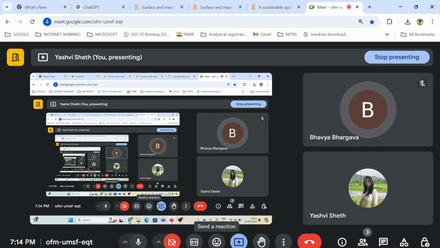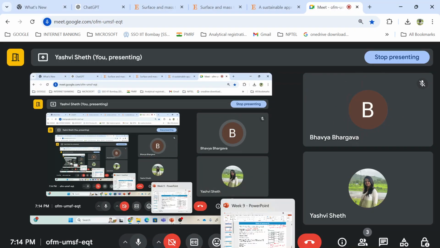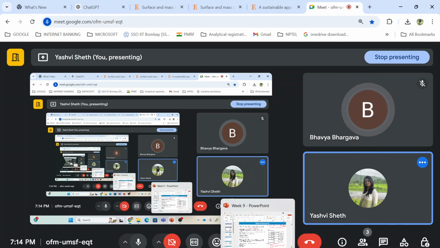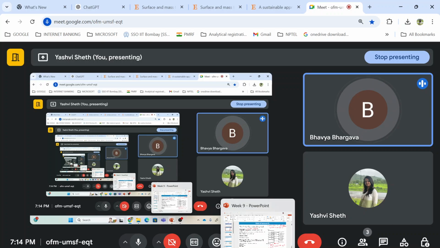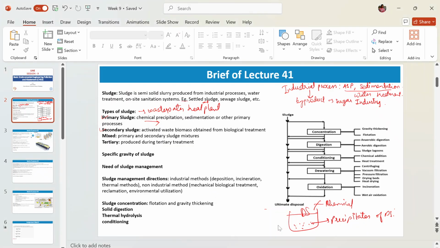Yes, ma'am, it's clear. I have a question. Yes. When you said that dissolved solids can precipitate and you can take out that sludge, then what happens to that sludge? Is it stored, or is that a problem for disposal?